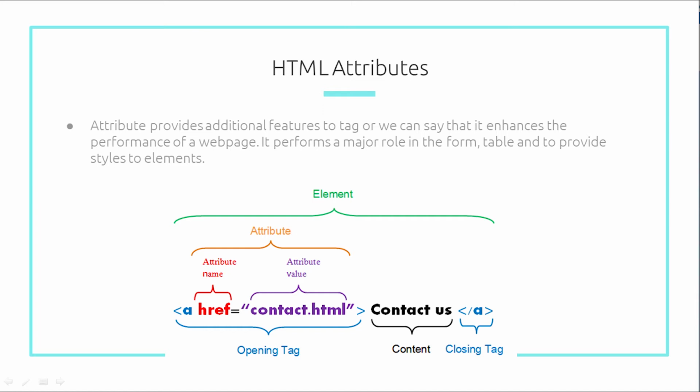Attributes. An attribute provides additional features to a tag, or we can say that it enhances the performance of a web page. It performs a major role in forms, tables, and in providing styles to elements. Attributes always come in name-value pairs, in which the name is unique within the tag and the value is always enclosed within either single quotes or double quotes.